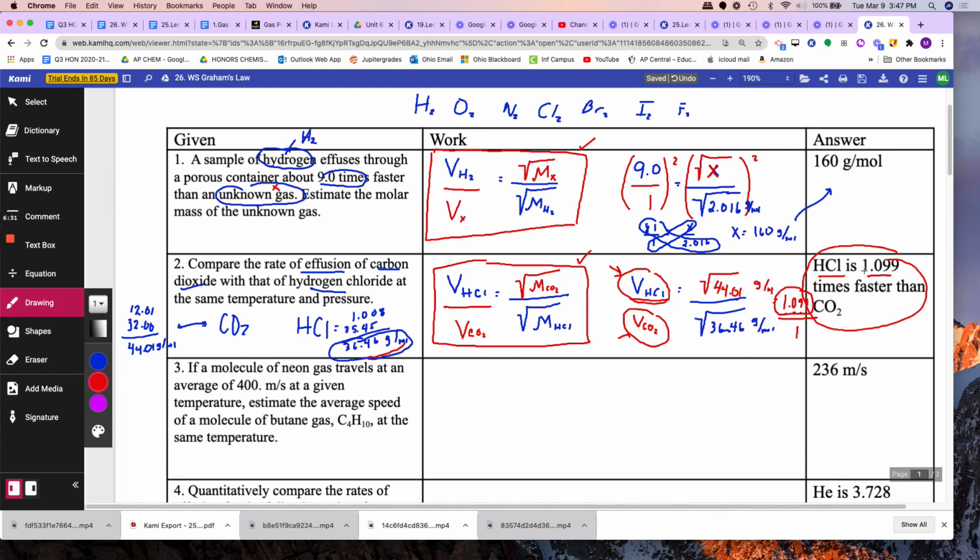Okay? If you happen to mix these up, like you put the HCl in the bottom, you're going to get a number that's less than 1. So you would say CO2 is this many times slower than the other one. But it's still correct. It just doesn't make sense how many times slower. This makes sense. It's 1.099 times faster.